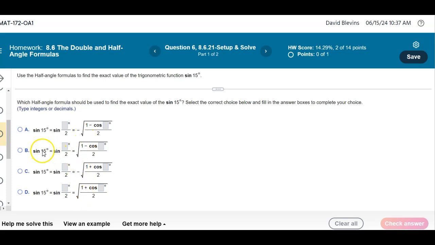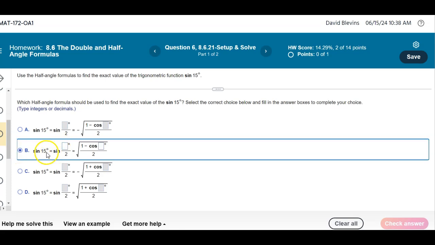And then the half angle formula for sine has subtraction underneath the square root. Half angle formula for cosine is the one with addition. So this would be cosine of half an angle. This is sine of half an angle because of the minus. So this is the one we want, B.